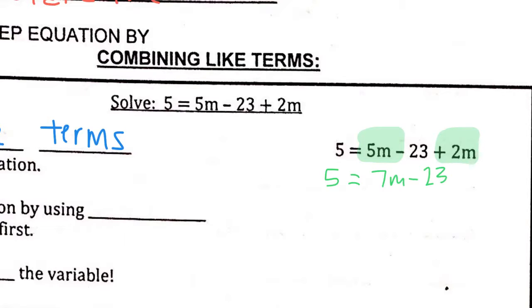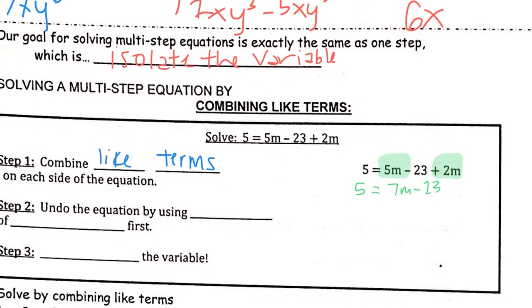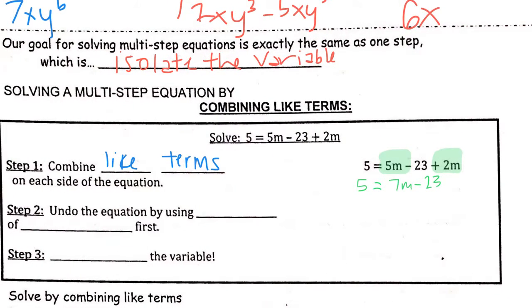Now, the second step is we are going to use order of operations to undo the equation, okay? Remember, we do order of operations backwards. And that is by the arrow method.